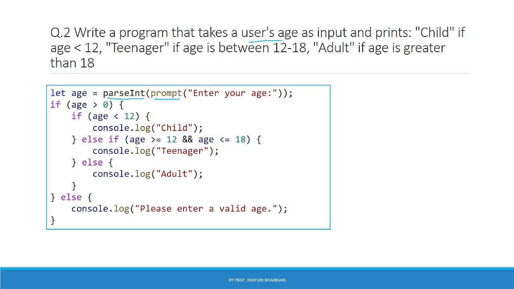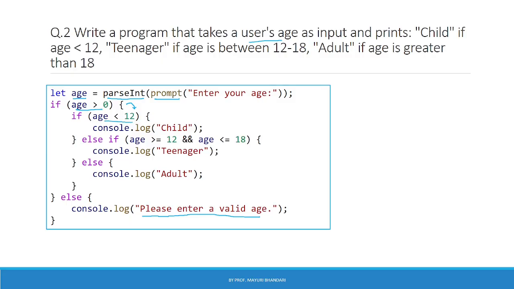So here we have used parseInt, which will parse or convert your input into integer, and that age we are storing into variable age. Now here we'll check if age is greater than 0, then only we have to check some conditions. Otherwise we will give user a message that please enter a valid age, because age cannot be negative. So if age is greater than 0, we'll go inside and check if age is less than 12.